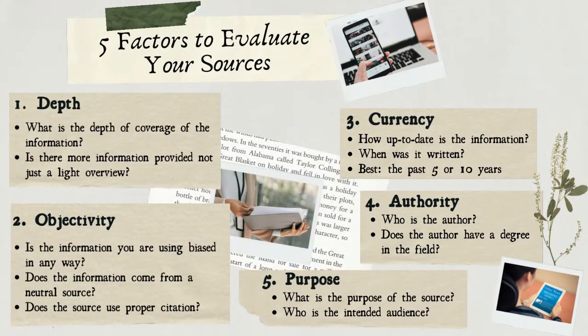There are 5 factors in evaluating your sources: their depth, objectivity, currency, authority, and purpose. The first is the depth of coverage of the information. Keep in mind that a complete, consistent source may still only give a light overview of the important information. In many cases, you will need more than just a simple overview in order to connect relevancy to your topic. You will also need to know whether or not the information you are using is biased in any way. If so, does the bias affect the conclusions of the research?